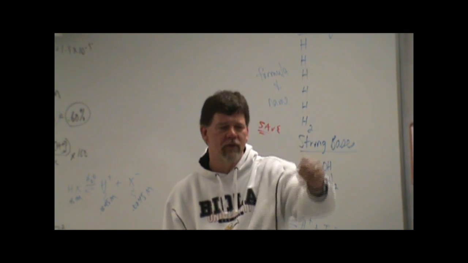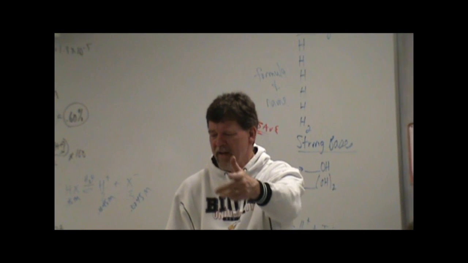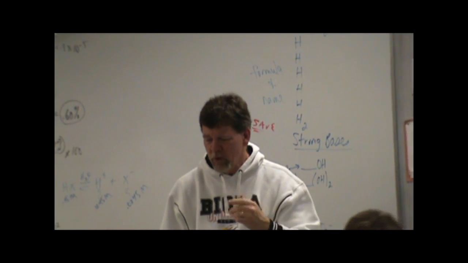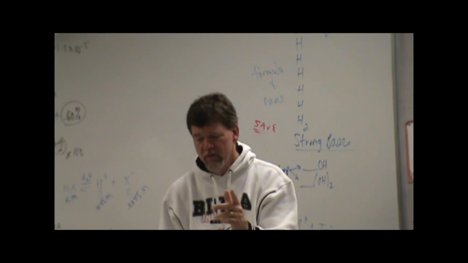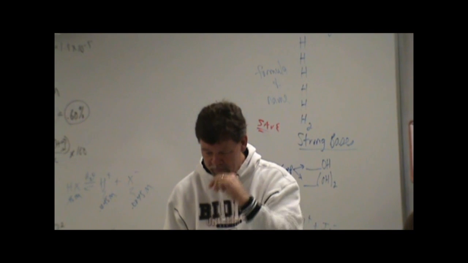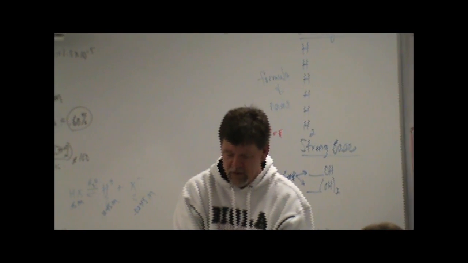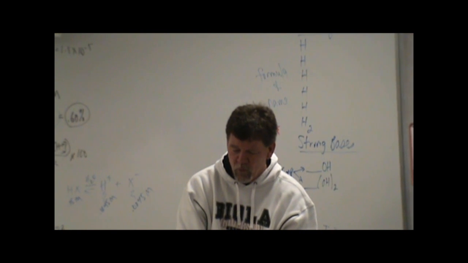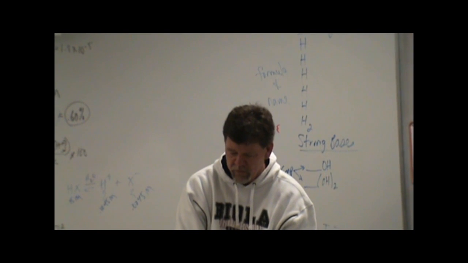Okay. Method 2, well, consider the source. Second method, to find out the same thing, KW is 1 times 10 to the minus 14, it's equal to H plus times OH negative. So we know the OH negative, so we plug in 4.7 times 10 to the minus 6 and solve for H plus. And you get 2.1 times 10 to the minus 9 moles per liter.